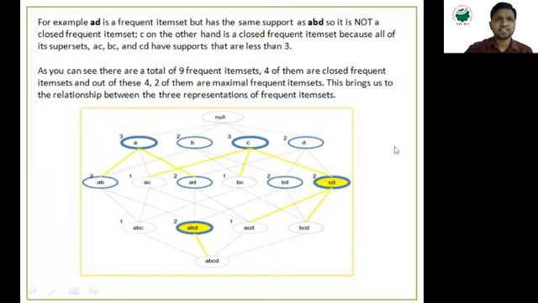Now, as you can see, there are a total of 9 frequent item sets. In the diagram, 4 of them are closed frequent item sets, and out of these 4, 2 of them are maximal frequent item sets. This brings us to the relationship between the 3 representations of frequent item sets. By using that graph, we can find the frequent item sets and closed frequent item sets. From these two, we can get the maximal frequent item sets, right?